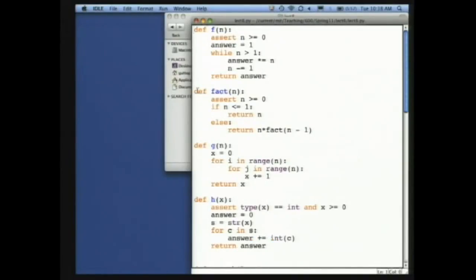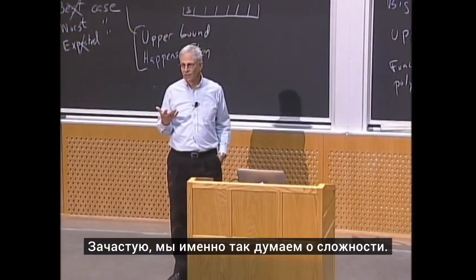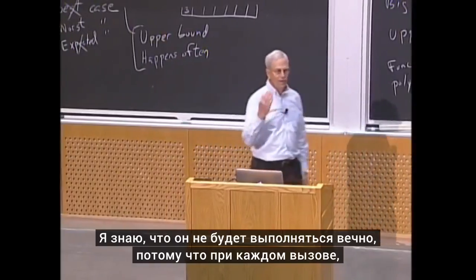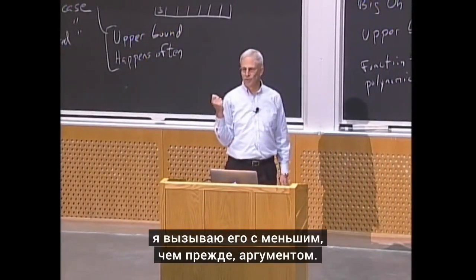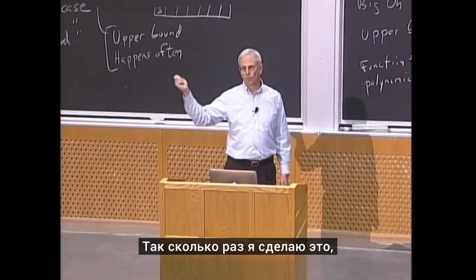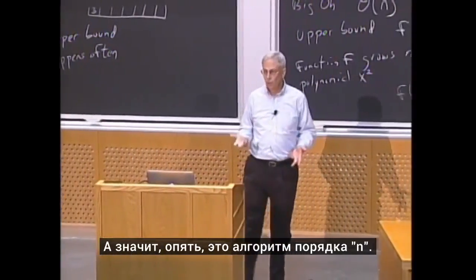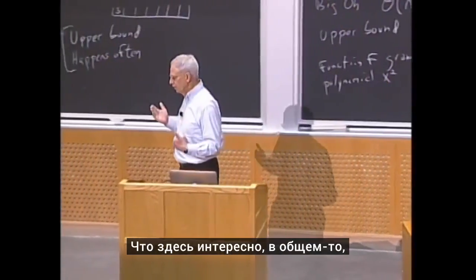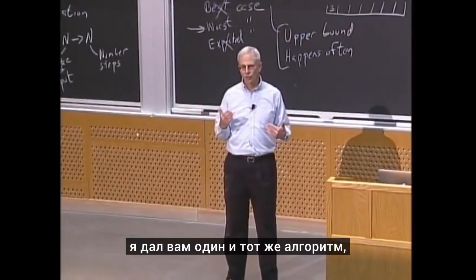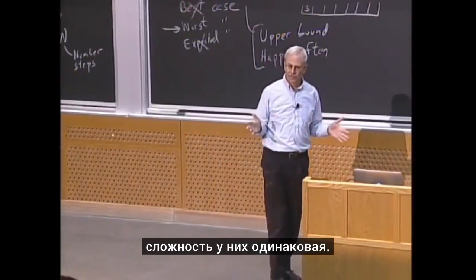How many times will that happen? Well, let's think about why I know this doesn't run forever, because that's always the way we really think about complexity in some sense. I know it doesn't run forever because each time I call factorial, I call it on a number 1 smaller than the number before. So how many times can I do that if I start with the number n? N times, right? So once again, it's order n. So the interesting thing we see here is that essentially I've given you the same algorithm recursively and iteratively. Not surprisingly, even though I've coded it differently, it's the same complexity.